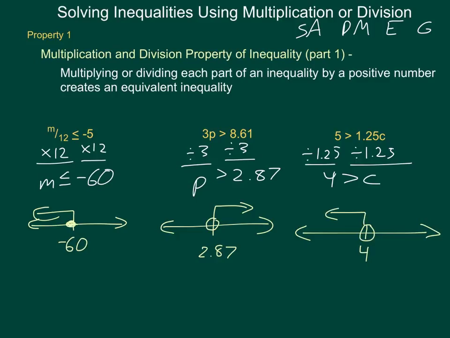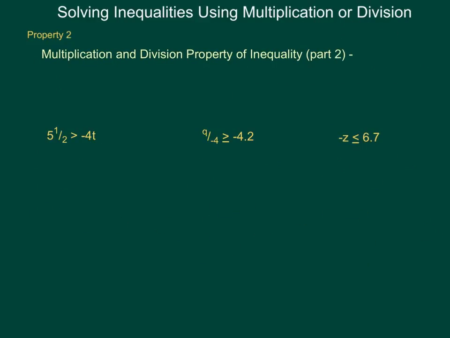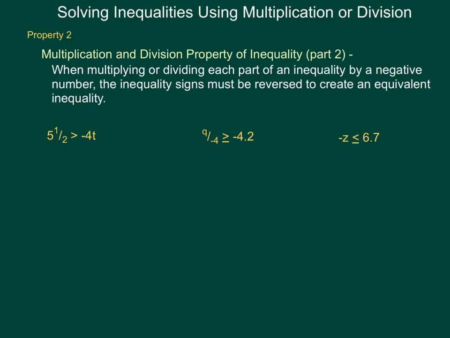And we can go through and do quick checks on these, but with the interest of having more than one property, let's continue on. Our second property is the multiplication division property of inequality, part 2, and it tells us when multiplying or dividing each part of an inequality by a negative number, the inequality signs must be reversed to create an equivalent inequality. And the reason for this is that the symbol that we use to denote negative is more appropriately called opposite. So if I'm multiplying or dividing by an opposite number, then I need the opposite inequality.